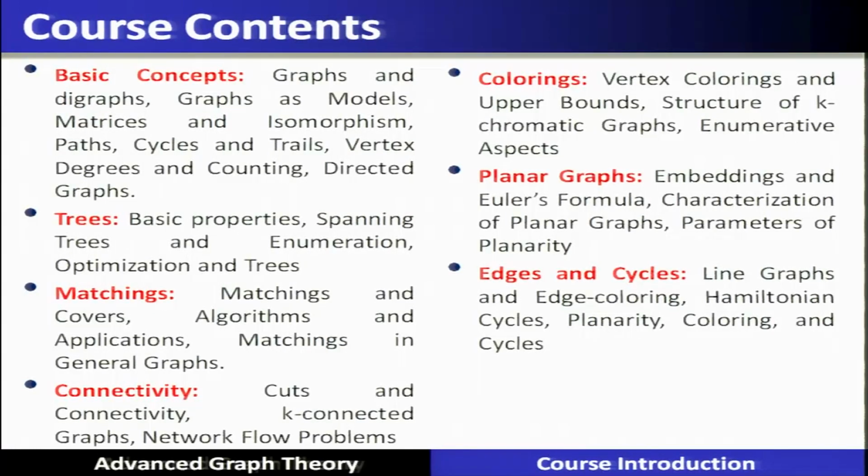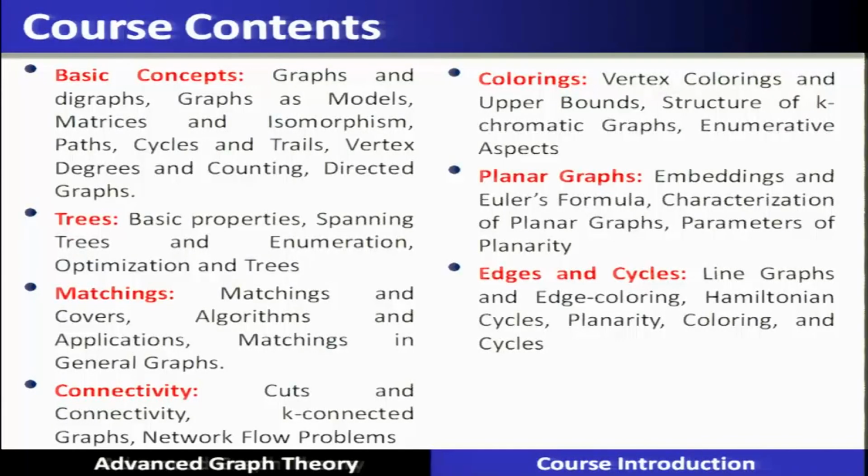Planar graphs are graphs which can be drawn on a plane. For example, a map is also called a planar graph. What properties such graphs should have, all these parameters we are going to cover in this topic. Similarly, the edges and cycles. Now, the problems of vertex coloring you can solve in the form of edge coloring also, if you convert the graph into a line graph and then perform vertex coloring, and that becomes edge coloring.